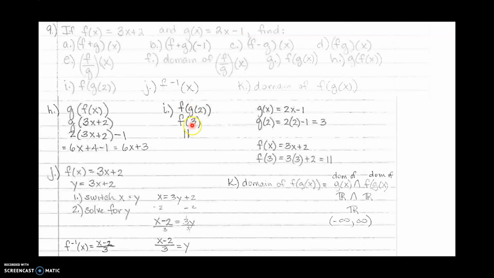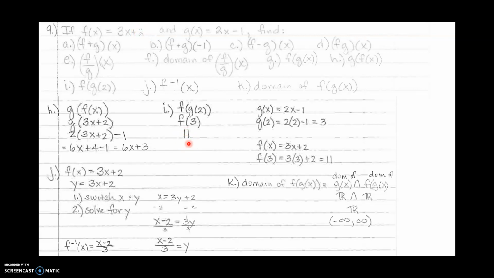Since g of 2 is 3, let's replace g of 2 with 3. Now we have f of 3. That means come to the f function and put 3 in for x. So that would be 3 times 3 is 9 plus 2 is 11. So our final answer would be 11.